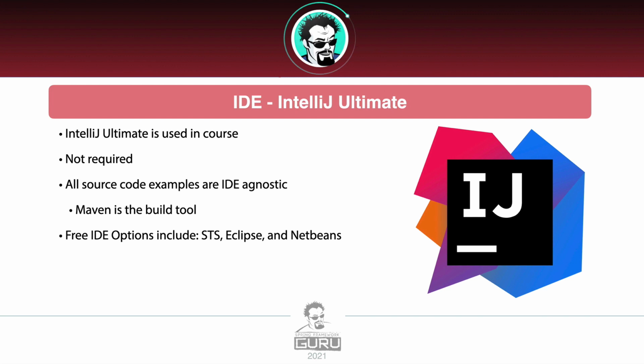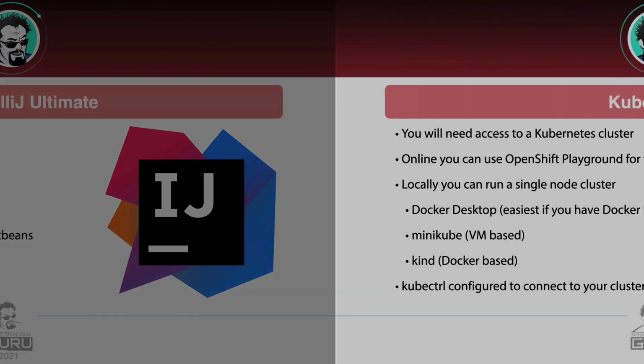In the source code examples, I will be using IntelliJ Ultimate. This is a paid product, but it is not required. Anything that we build is going to be used through Maven. That is a build tool, which is supported by free IDE options such as STS, Eclipse, and NetBeans. So those all support Maven. Maven can also be solely used from the command line. So you could use just a text editor and the command line and you would be just fine. So IntelliJ definitely is not required for the course.